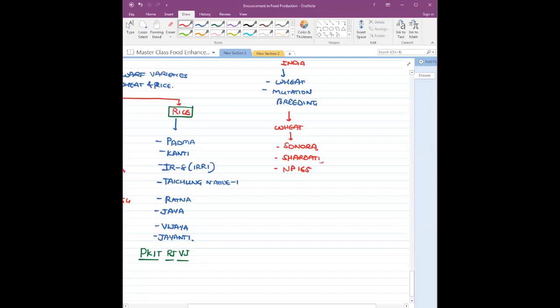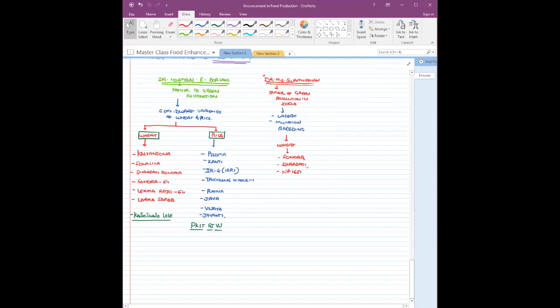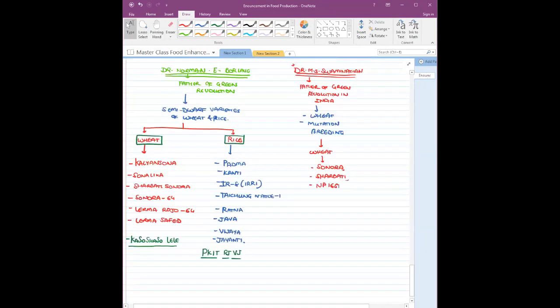So this is what we need to know with regards to Norman E. Borlaug and MS Swaminathan. So just have a look, guys. If everybody is okay, then we can move ahead with the next part.